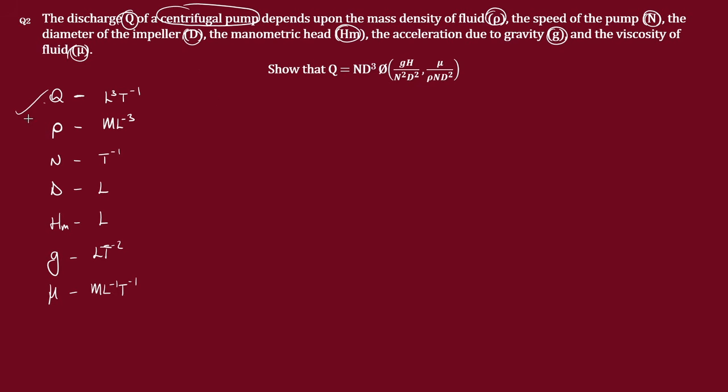So we go for pi 1. This is a repeating variable. The repeating variables are done, so we have to do the remaining 3.